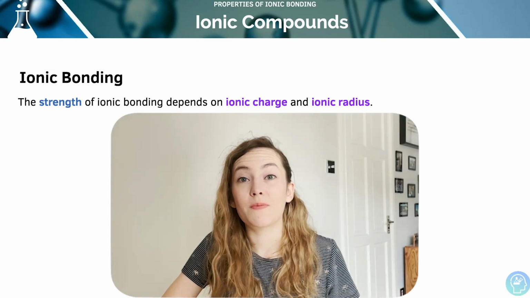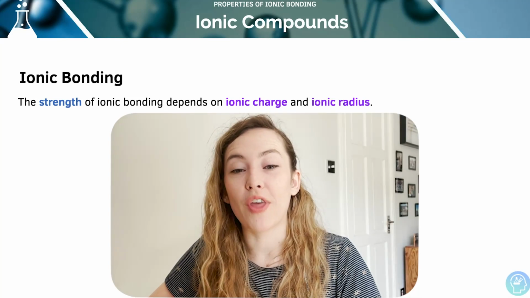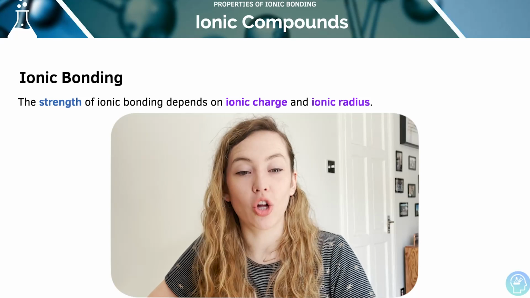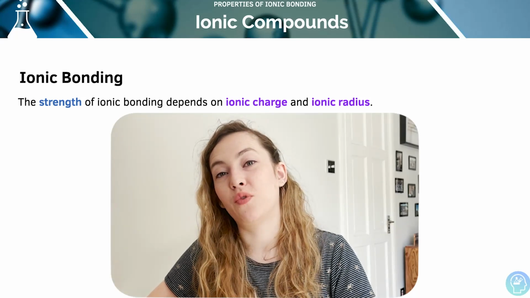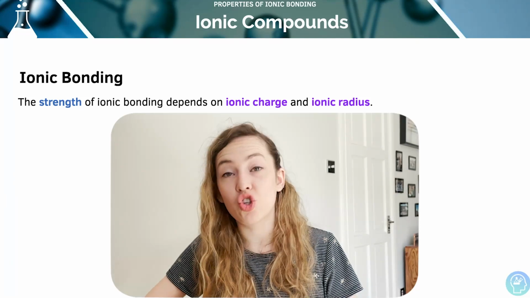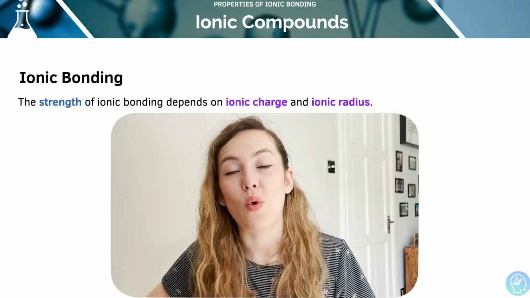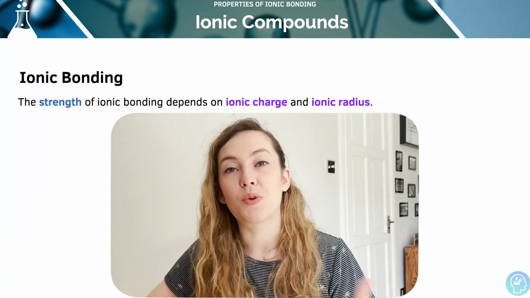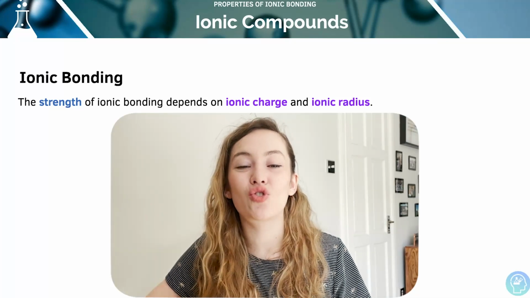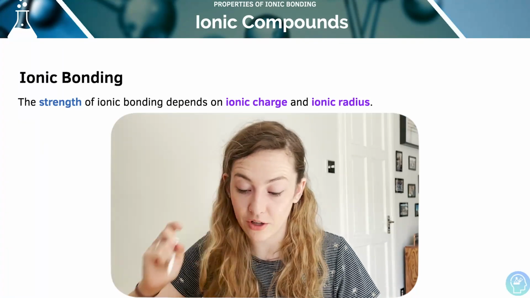There are different strengths in ionic bonding, so different compounds have different lattice strengths. The strength depends on the ionic charge and the ionic radius. The bigger the charge, the greater the electrostatic forces of attraction between those ions, so the stronger the ionic bond will be. For example, calcium bonding with carbonate: calcium's in group 2, so it's a 2+ charge. It's going to have stronger ionic bonding than, for example, sodium chloride, which has only got 1+ and 1- charges.